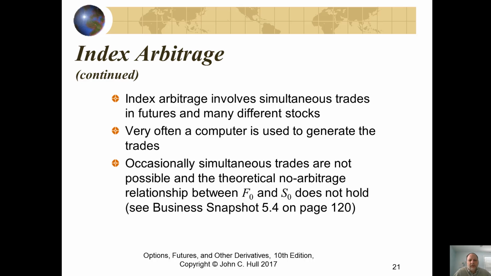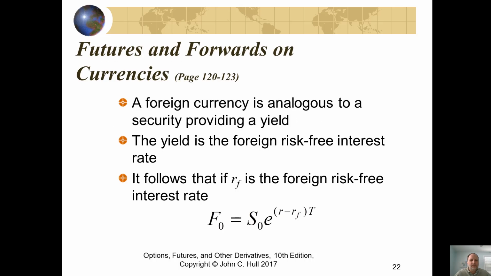Index arbitrage is quite complicated. It involves simultaneous trades in futures and many different stocks, for example, 500 stocks of the S&P 500. Most likely this would be done by a computer, and you would have to have a pretty large difference for this to actually work, considering the bid-ask spreads of trading the 500 different stocks. So it would be common, when simultaneous trades are not possible, for the no-arbitrage relationship not to hold, at least for very small variations in the formula.